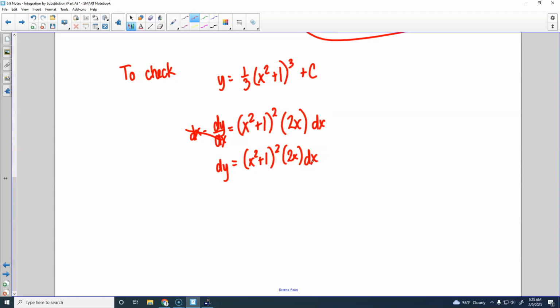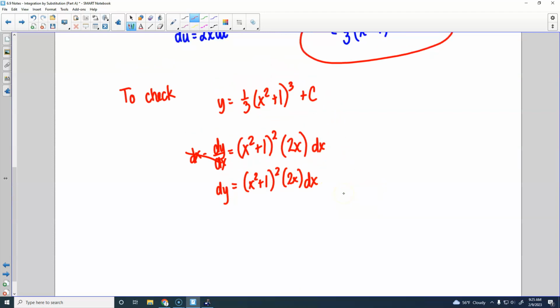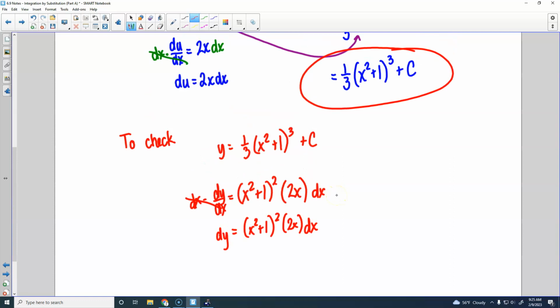So if you take the derivative of your answer, you should get what you started with. It's not necessary to check on all of these, but you can always do that if you are unsure if you did it correctly or not. Okay, questions?